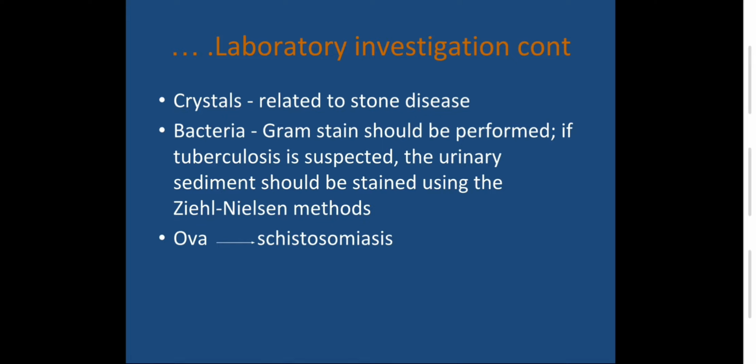For the presence of bacteria, we use Gram staining of the urine sample in case of usual bacteria, and Ziehl-Neelsen stain for TB bacteria, tuberculosis. We look for ova in case of schistosomiasis or bilharziasis.